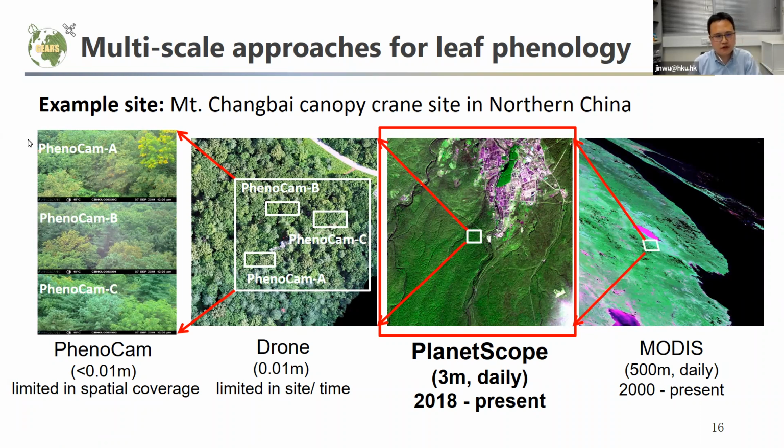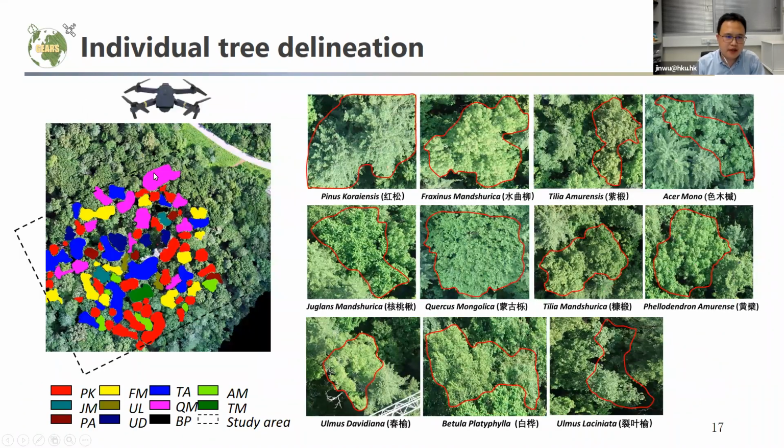And with the drone image, we can carefully segment each individual tree crown, and together with the field survey, we can identify each individual tree crown with different species and label them with different colors. On the right panel, it's the enlarged photo from the drone image. That's how we segment each individual tree of different species as well.